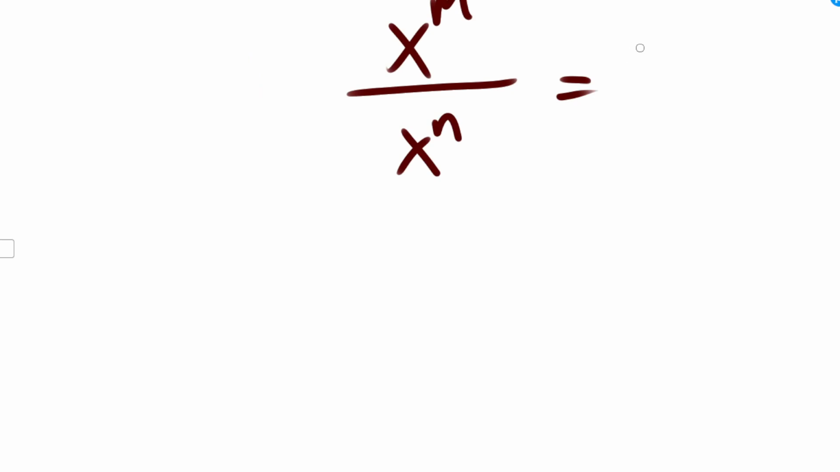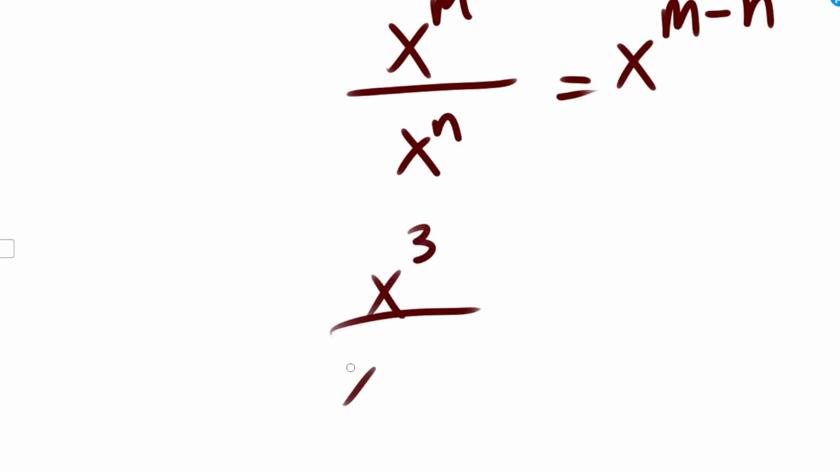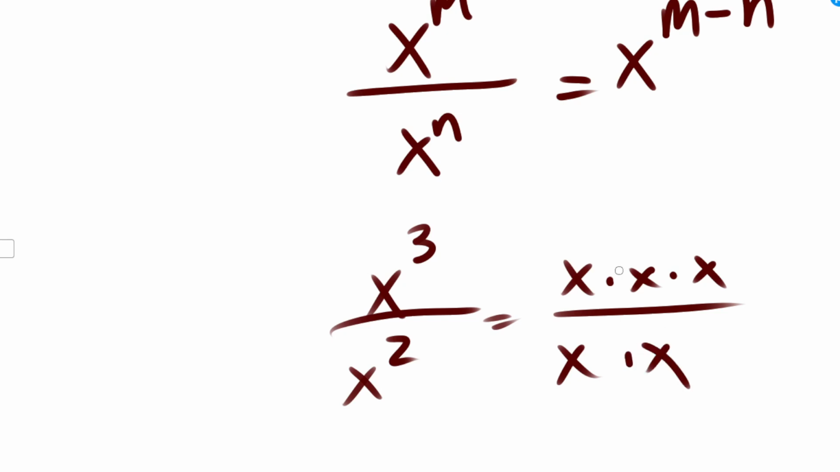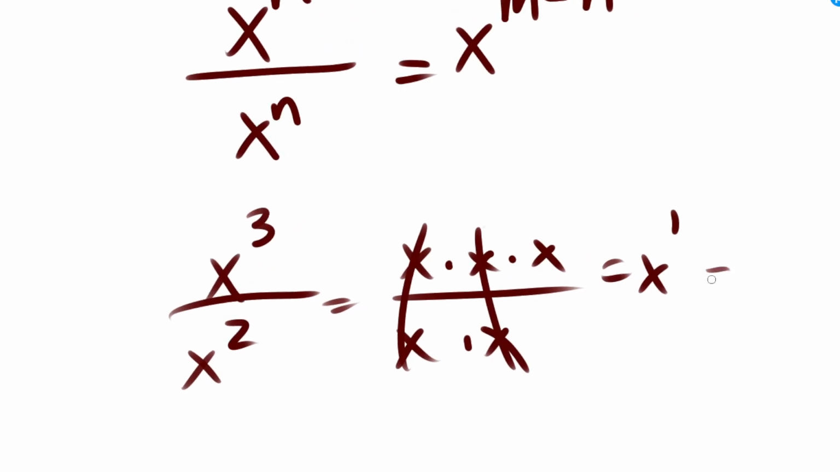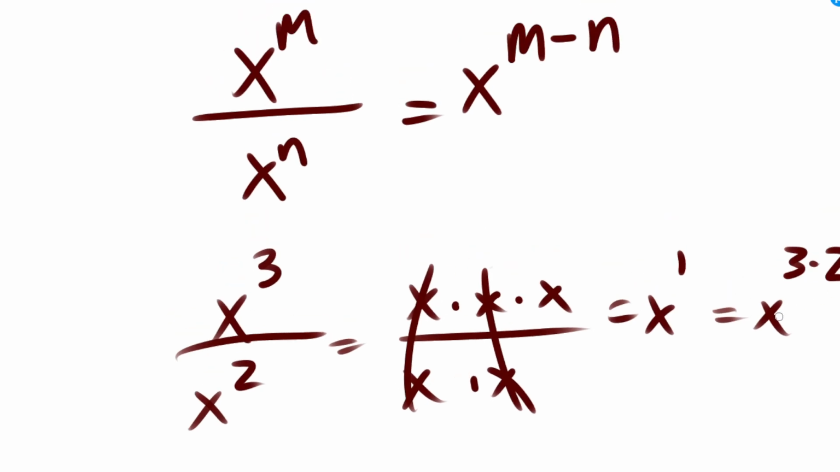If you have something like x to the m divided by x to the n, that's the same as saying x to the m minus n. And we can show that by doing x to the third divided by x squared. That can be expanded to be x times x times x divided by x times x. You can cross those guys out and you get x to the 1, which is the same as x to the 3 minus 2.